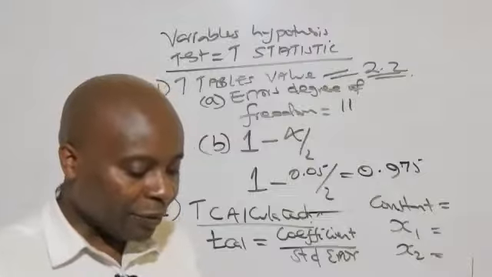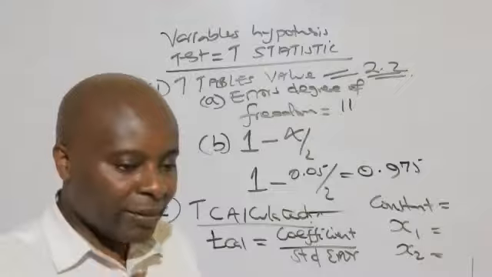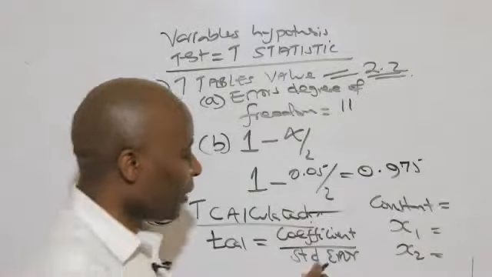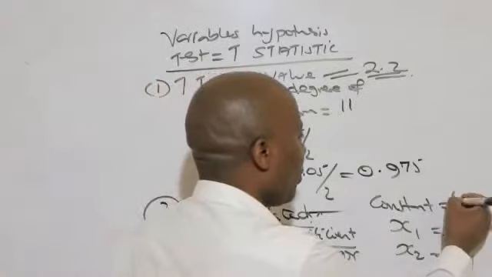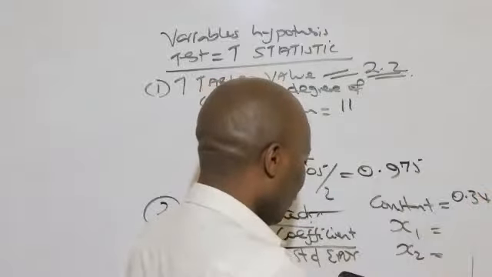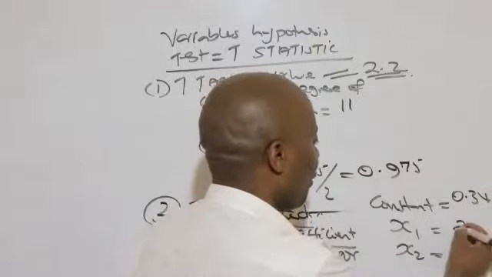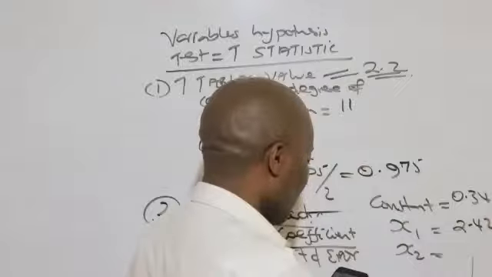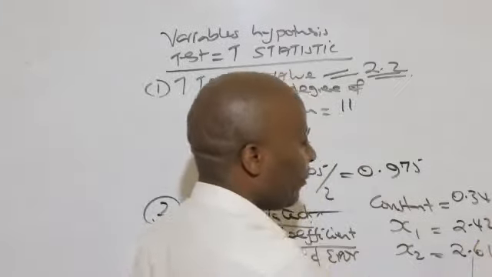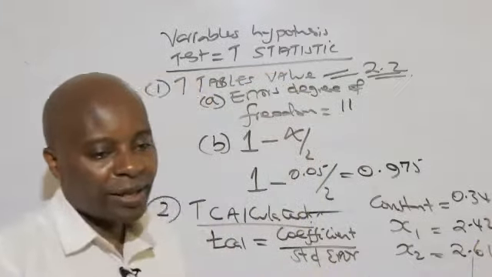We already have them. If you look at the parameter estimates table, the constant is 0.34. We have here 2.42, and then lastly we have 2.61.